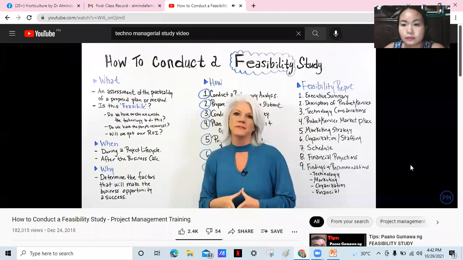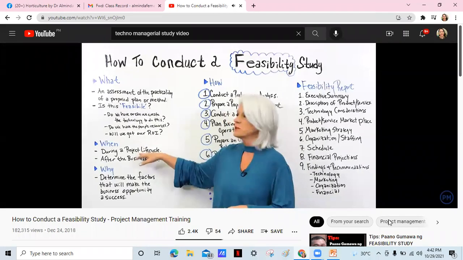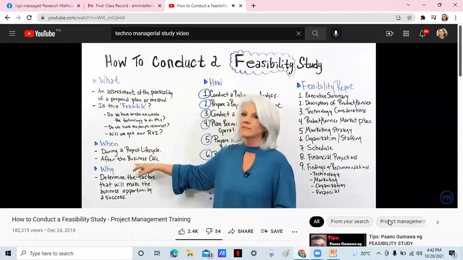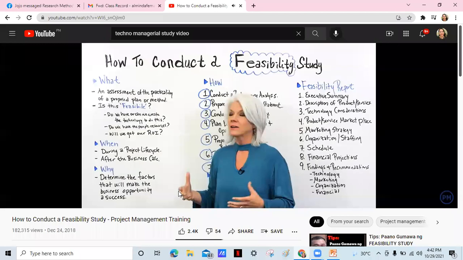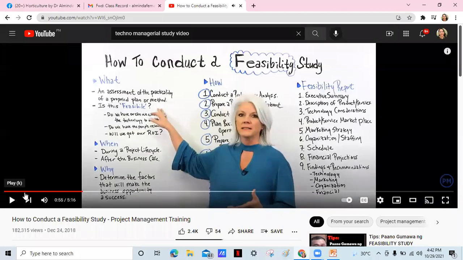So when do we do the feasibility study? It's done during a project life cycle, and it's done after the business case, because the business case outlines what we're proposing.